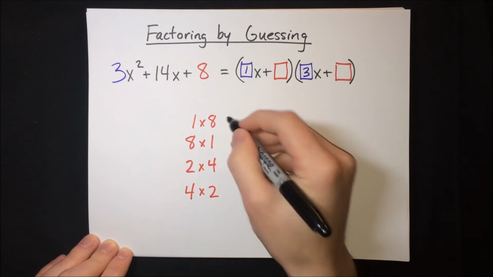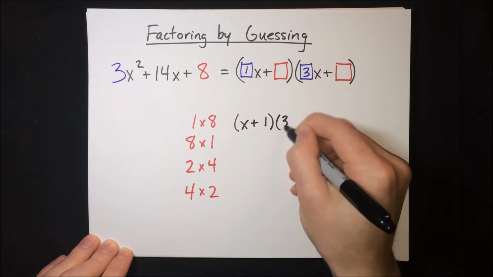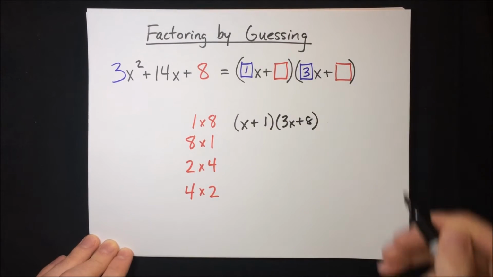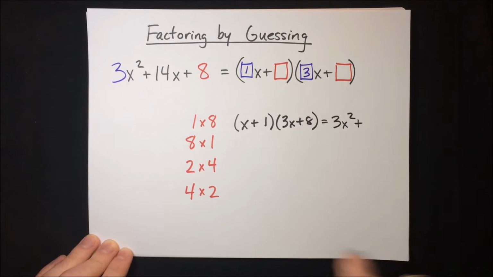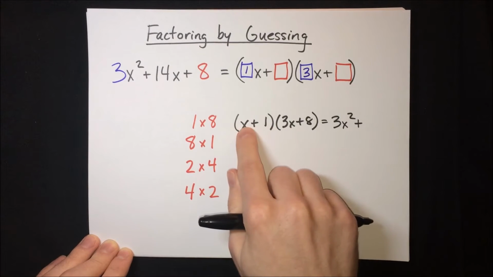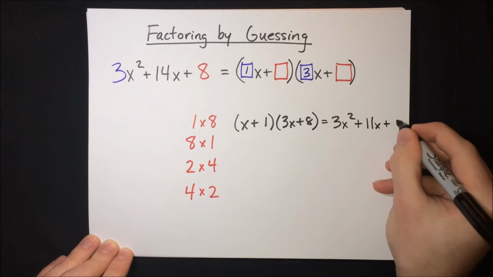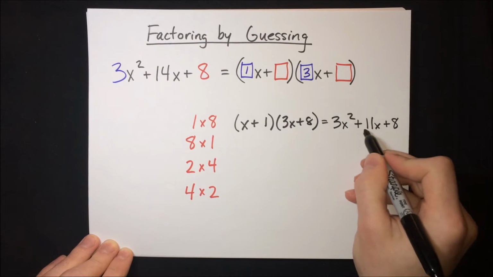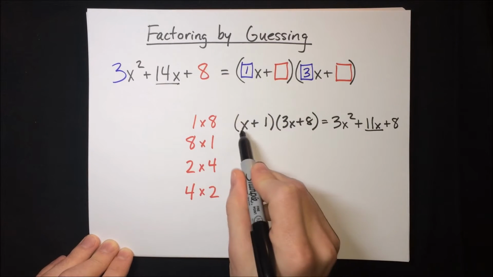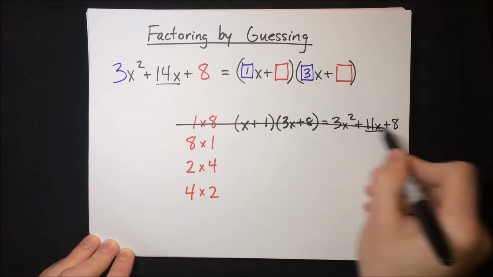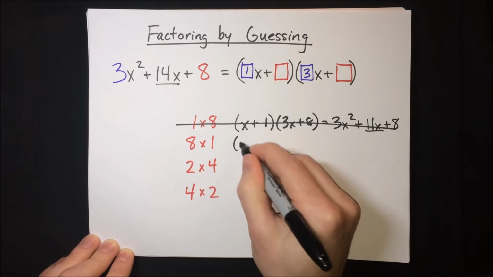First possibility is 1 and 8. So x plus 1, 3x plus 8. And when we multiply that out, we get 3x squared plus, there's our 3x, and then an 8x. Together that makes 11x plus 8. Now, 11x doesn't match up with the 14x, so we know that this is not the factored form of the polynomial.